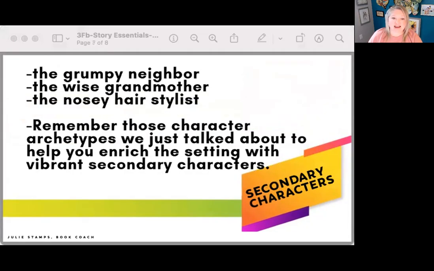So, other setting elements that we see in sweet romance can be the characters around your hero and heroine. These characters contribute a setting to the story. Think about the grumpy neighbor who ends up helping in the end, the wise grandmother who gives the best advice that you don't really realize is advice until the end, and the nosy hairstylist who maybe acts as a matchmaker. Remember, those character archetypes we just talked about help you to enrich the setting with vibrant secondary characters.